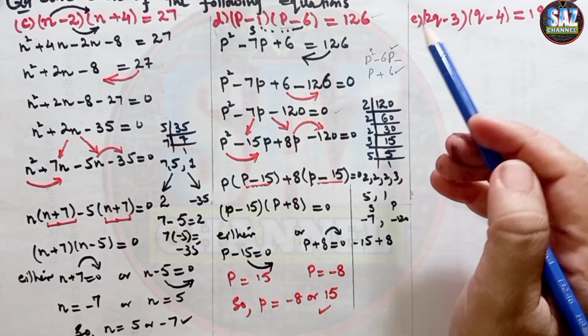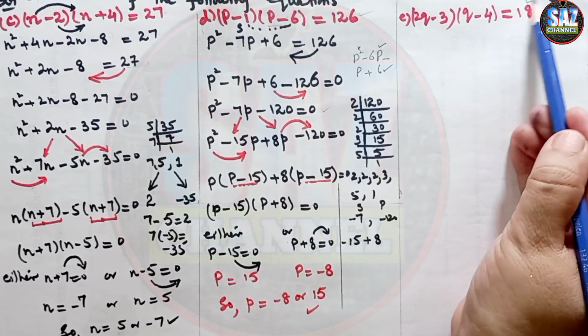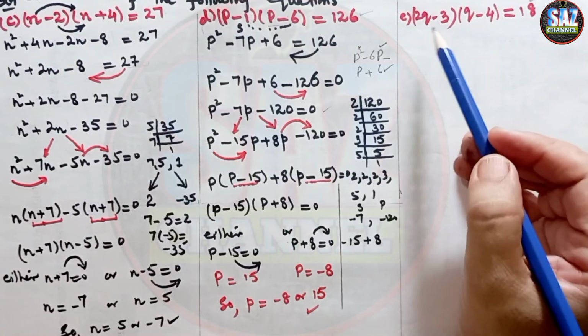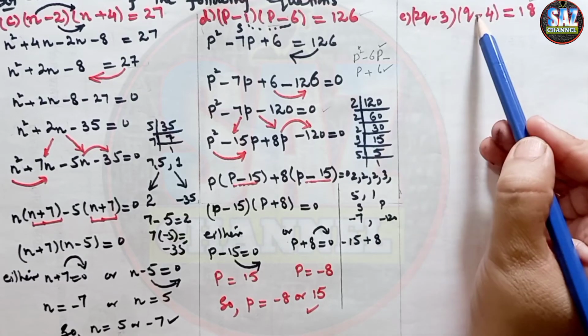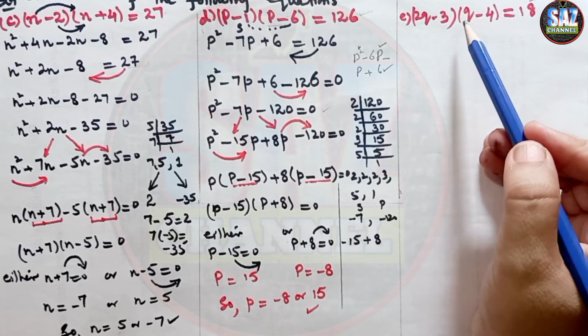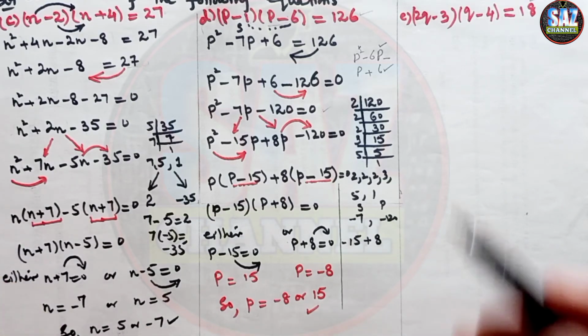And part E says (2q − 3)(q − 4) = 18. Okay, students, recall what has to be the first step? Yes, the first step has to be the expansion of these two brackets, multiplication and simplification, and forming the quadratic equation. Okay, so let's quickly move to the product.